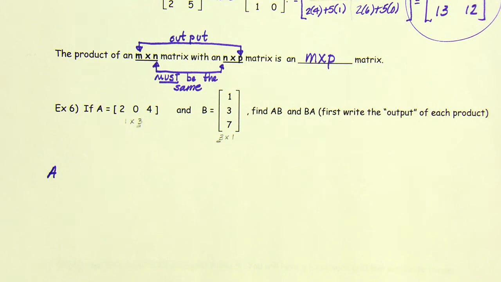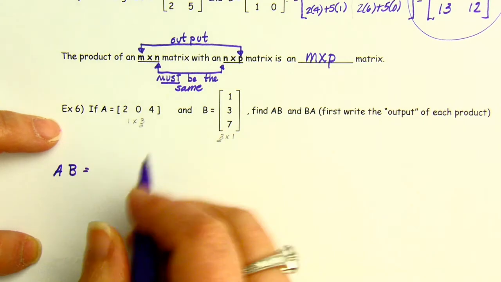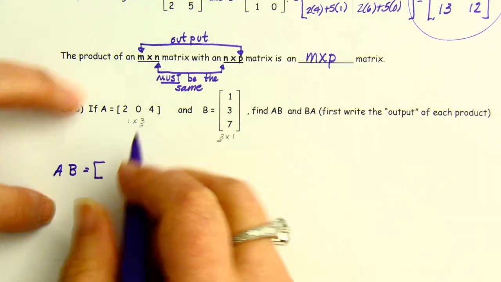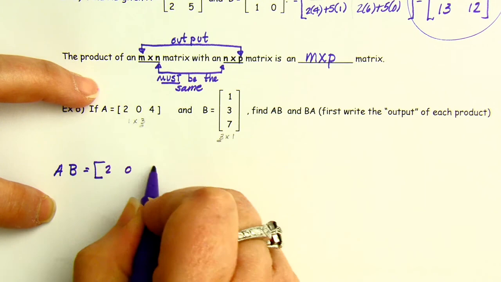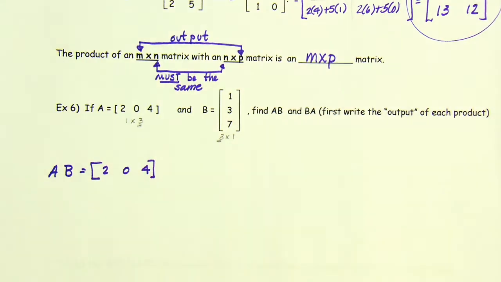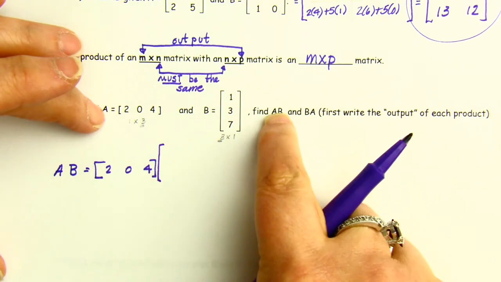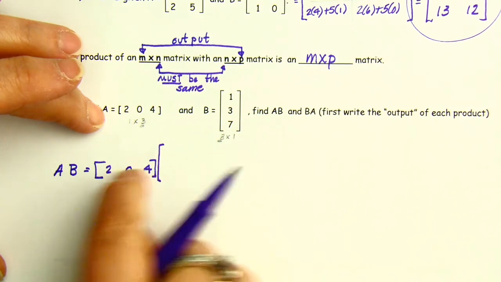Output is going to be a 1 by 1. So I'm going to write A times B equals, and I'm going to write matrix A to the left. I would like you to do this in your homework as well when they're asking you to find A times B and B times A. I want to see the setup, meaning whichever's on the left, that's the matrix I'm going to want to see on the left in your work.